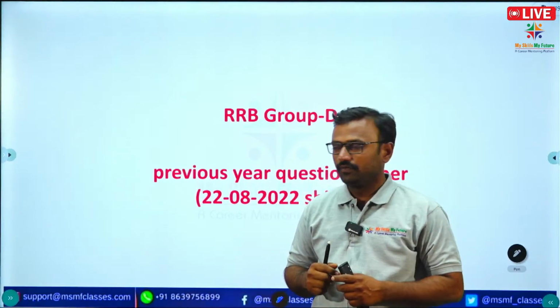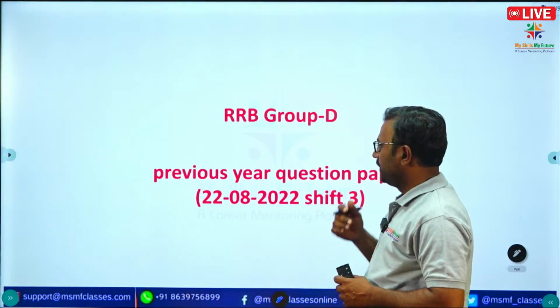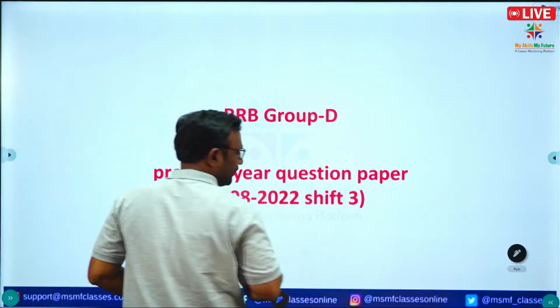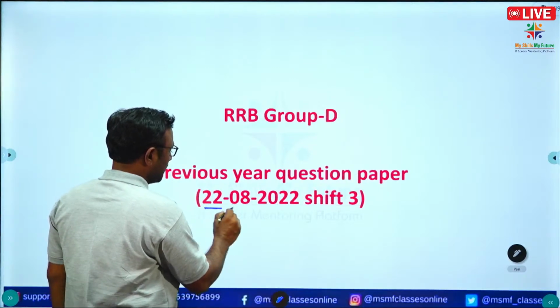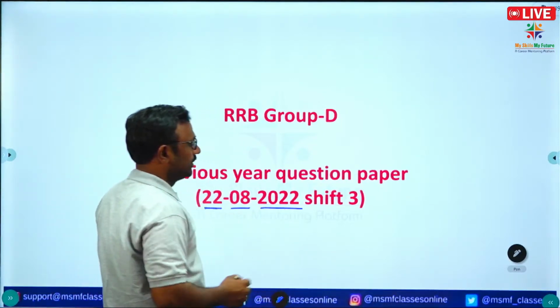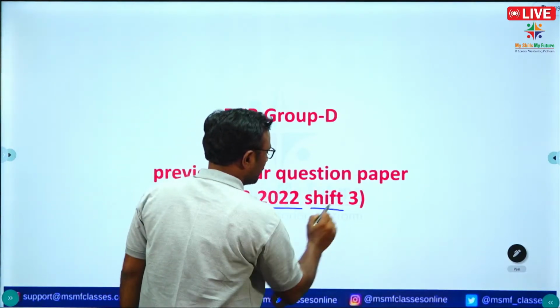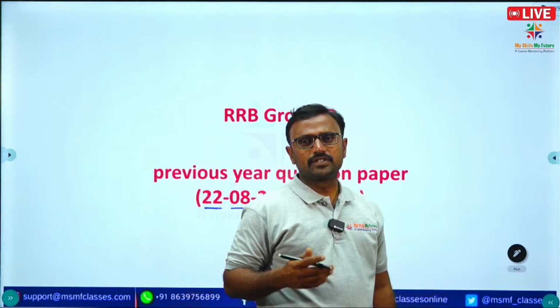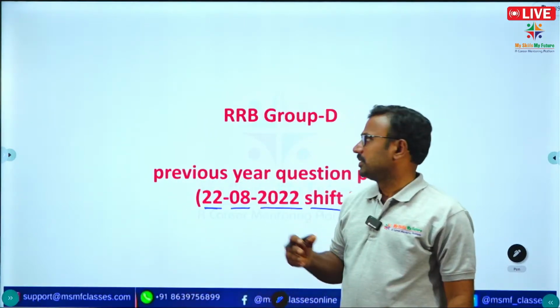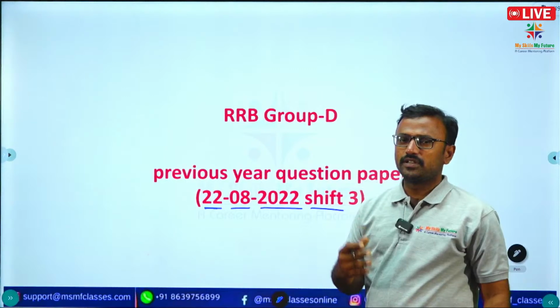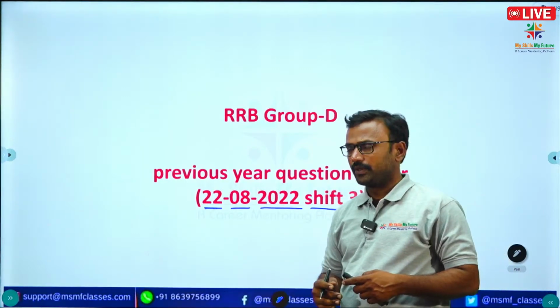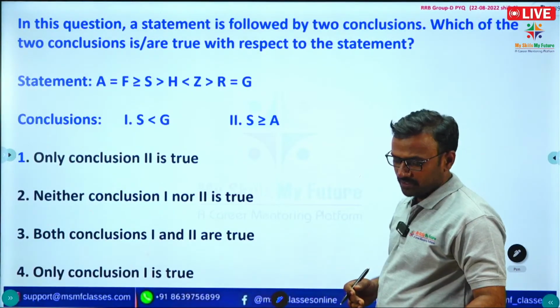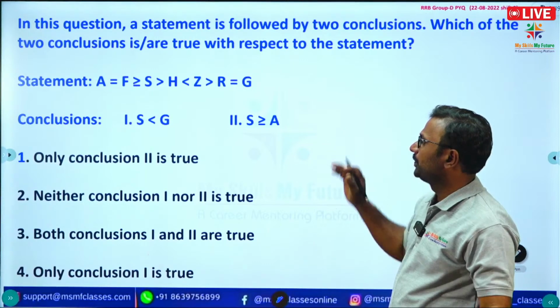In this live session, we are going to discuss the previous year question paper of RRB Group D, which was held on 22nd August 2022 in shift 3. Here we are going to discuss some questions of RRB Group D, especially focusing on arithmetic, aptitude and reasoning. See the question here.